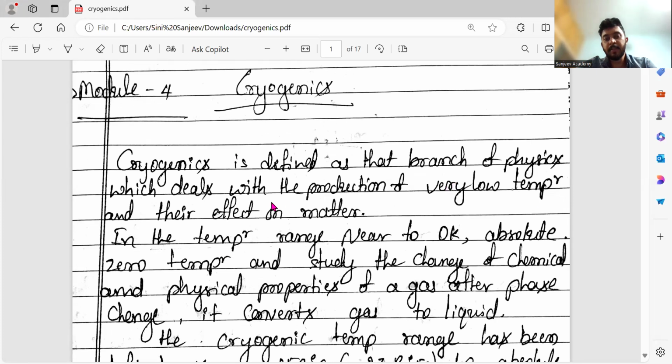low temperature and their effect on matter. In the sense, what I want to convey here is we have all learned about oxygen in the gaseous state, correct? But with the help of this technology, we can convert it to liquid oxygen, liquid nitrogen, and all of those things. Obviously in this particular process, the temperature range is near to 0 Kelvin, so the gas will change into liquid mostly.